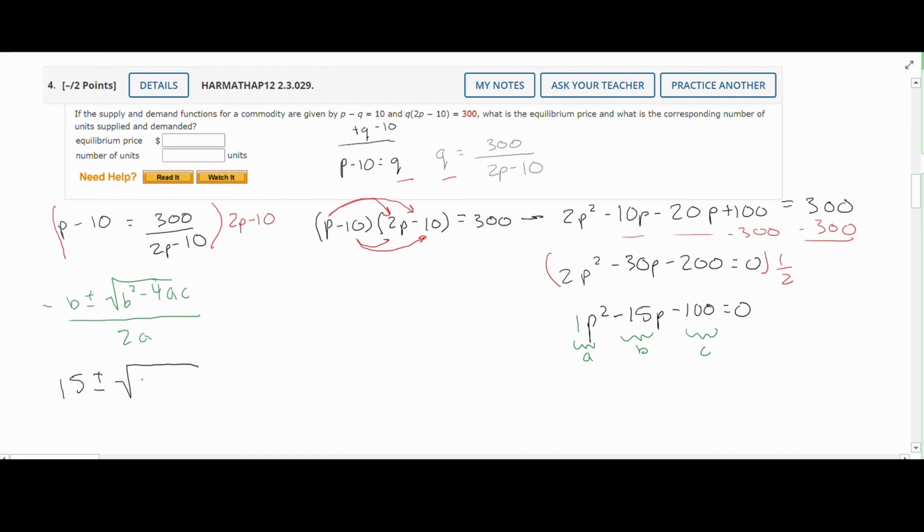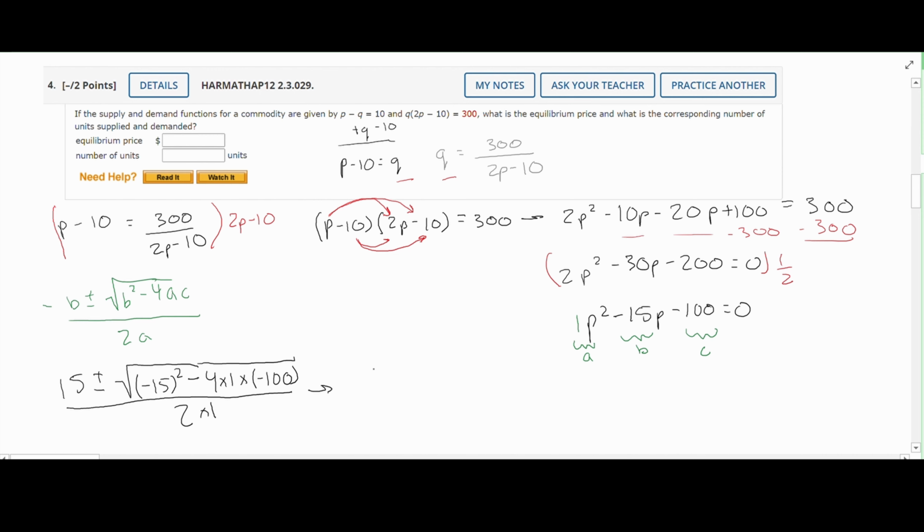We have our b squared, so we are going to have our negative 15 squared, and this will have a minus 4 times our a, which is 1, times our c. Our c is negative 100, and this is all under the same square root, and then all of this is being divided by our 2 times our a, which is 1.